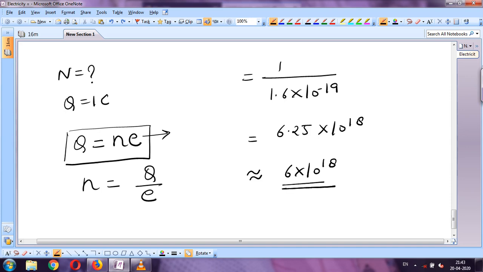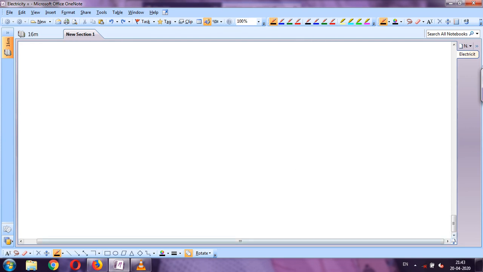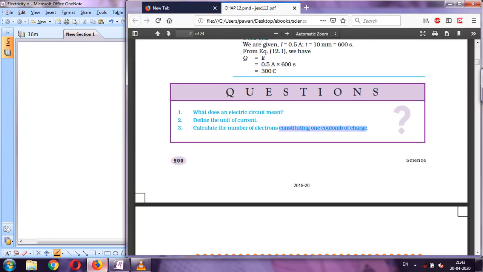That means this is the number of electrons which is required to make 1 coulomb of charge. When these many electrons come together, they constitute 1 coulomb charge. See how large this number is. As you can see, it has 10 to the power 18. The power is 18. Very large number. Okay. After this was a numerical, and we studied one new formula, you can say.